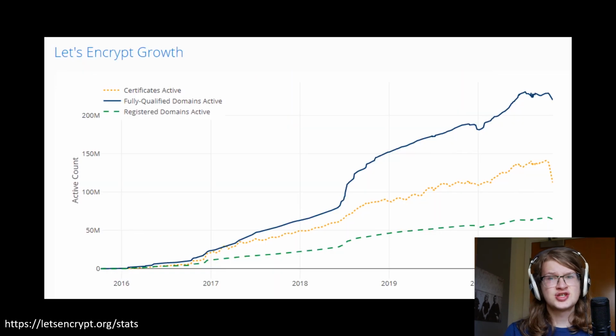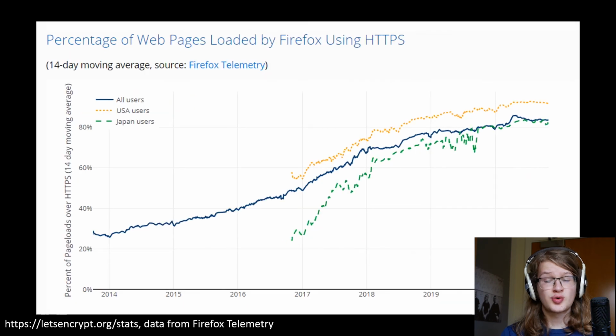Let's Encrypt issued its first 10 million certificates in September 2016, and in February this year that number hit 1 billion. Meanwhile, the percentage of page loads using encryption in 2014, according to Mozilla telemetry, was just around 25%, while in October 2020 that number was closer to 80%.